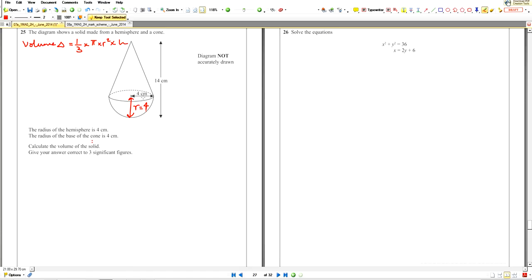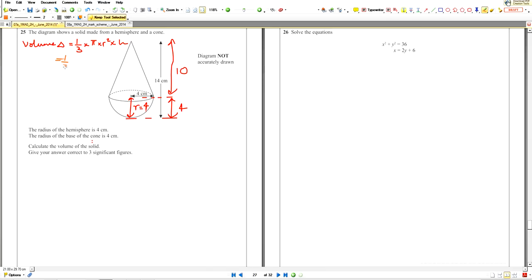So if this is 4 here, that means that the height here that we're looking at now, the height of the actual cone itself, will be equal to 10. But why? Because 10 add 4 is 14. So we know all those values now. We can start putting some of those values in.